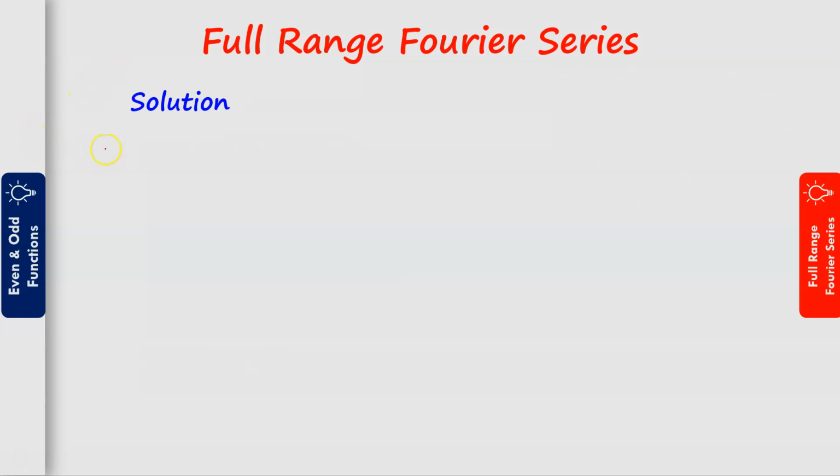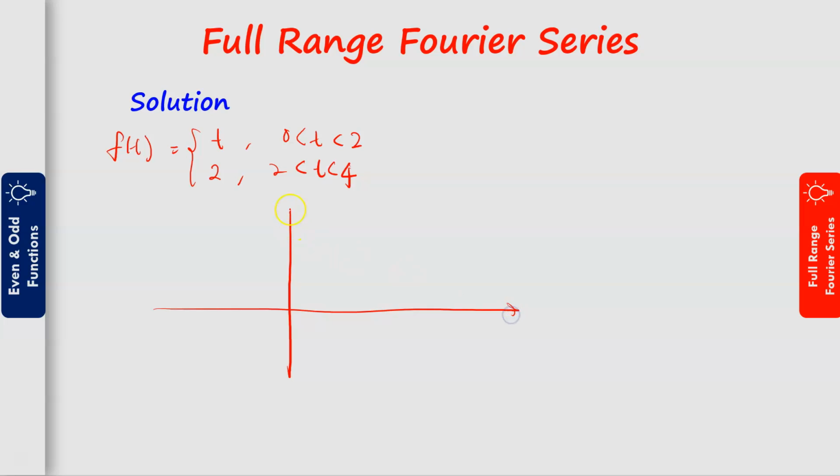In class, we have the function f(t) equal to t for t in between 0 and 2, and then it is equal to 2 when t is in between 2 and 4. So how to plot this graph? We have here this is our f(t), and we know that f(t) equal to t is a linear function in between 0 to 2.